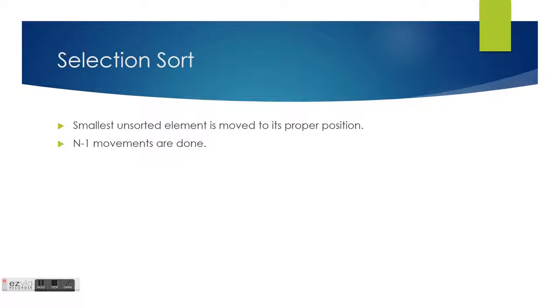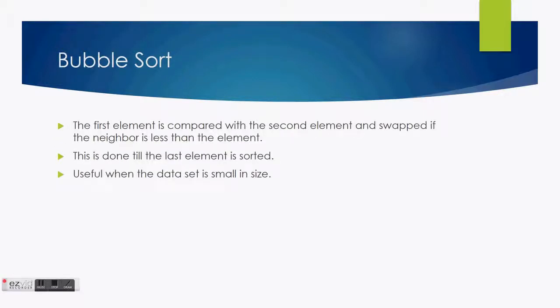The next one is the selection sort. In selection sort, from the array of elements, the smallest unsorted element is moved to the place where it has to be in the array, and it takes n minus 1 moves, so that is the mathematical process. The next sort is the bubble sort.